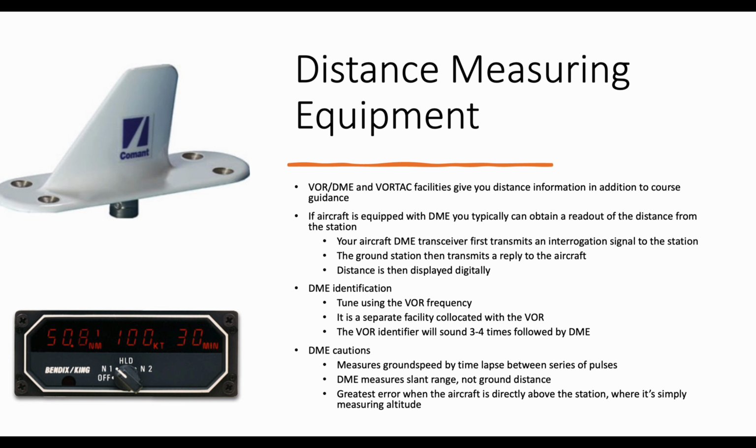I mentioned distance measuring equipment before. If your aircraft is equipped with DME, you can not only use a VOR, but you can also tell your distance from that VOR. That's usually going to include an antenna on the underside of your aircraft and a receiver that looks like this. So on that receiver, it's going to tell you your distance from the VOR, your ground speed, as well as your time to get to that station.